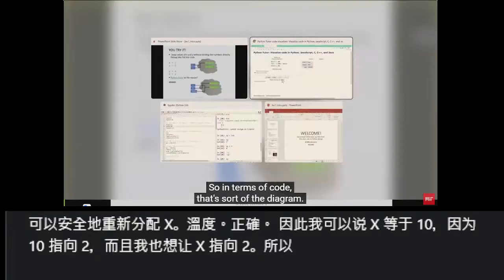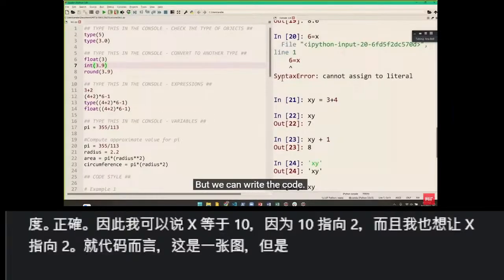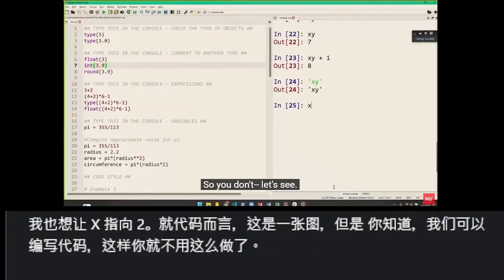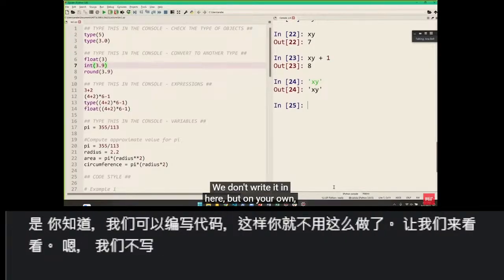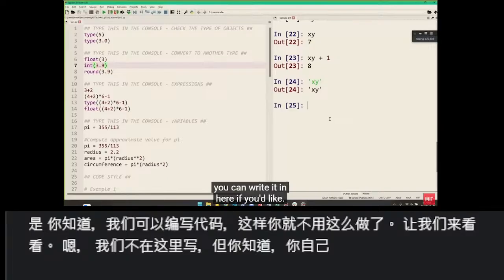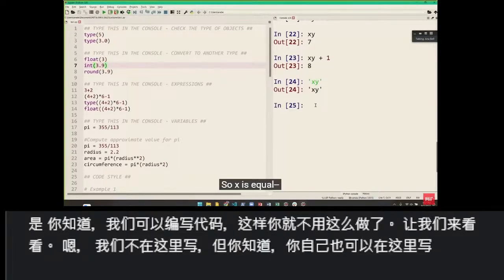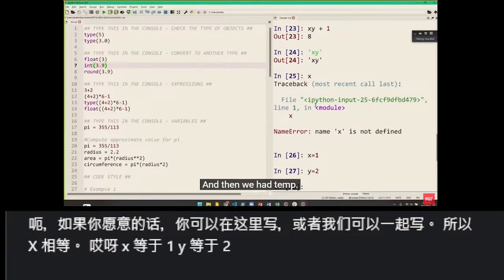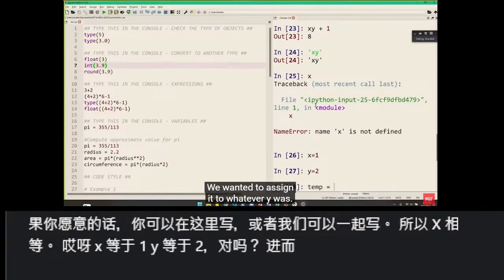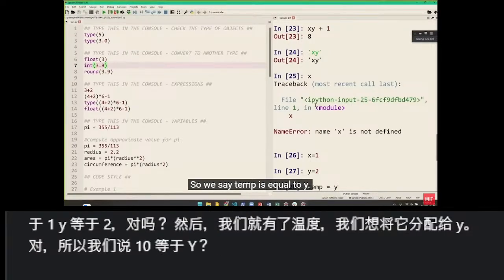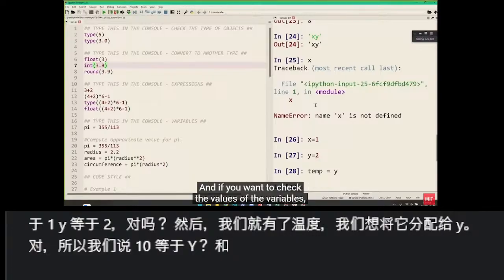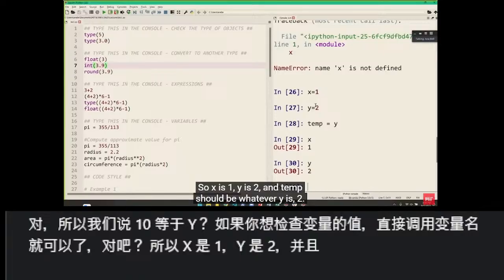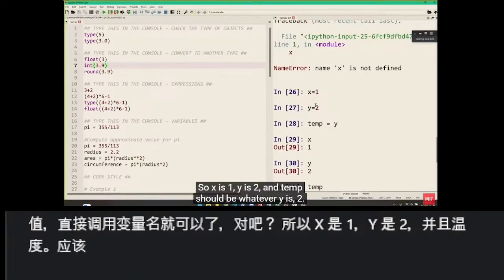So in terms of code, that's sort of the diagram, but we can write the code. We don't write it in here, but on your own, or you can write it in here if you'd like, or we can do it together. So x equals 1, y equals 2, right? And then we had temp, we wanted to assign it to whatever y was. So we say temp is equal to y. And if you want to check the values of the variables, you can just invoke the names. So x is 1, y is 2, and temp should be whatever y is, 2.